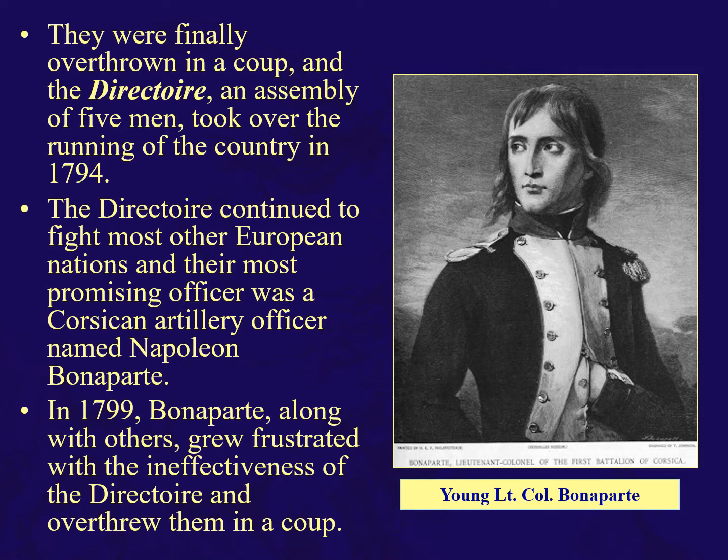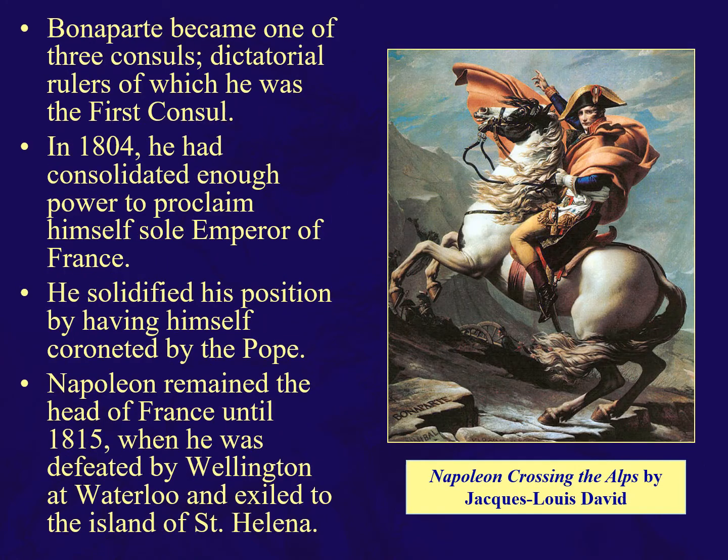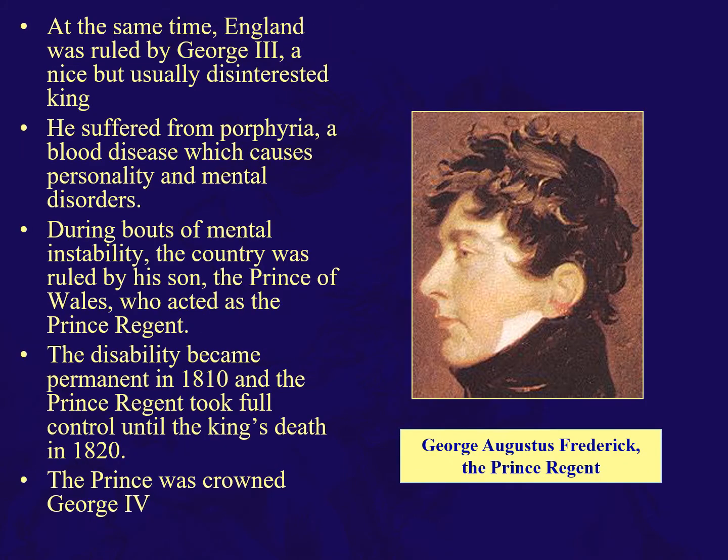In 1799, he took part in a group that overthrew the Directoire, and then became one of 3 consuls, dictatorial rulers, of which he was the first. Had enough of that, and said, you know what, I'm going to be the sole emperor of France, and no one can stop me. And he was right. He was coronated by the Pope. He remained the head of France until 1815, when he was defeated by Wellington at Waterloo, exiled to the island of St. Helena, where presumably he was poisoned with arsenic by a French aristocratic-leaning patriot.